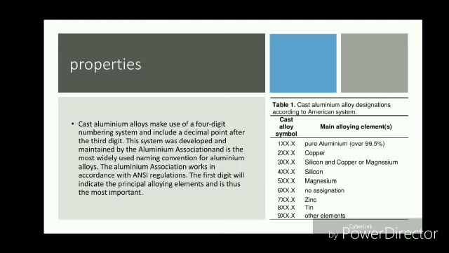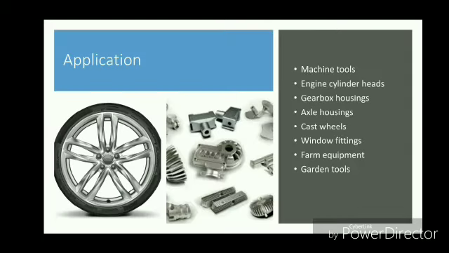Properties: as in wrought aluminum alloys, in cast aluminum alloys the only difference is that along with the numbering system, they have also included a decimal point after the third digit. This system was developed and is maintained by the Aluminium Association, and is most widely used. Applications: cast aluminum alloys are used as gearbox housing, axle housing, cast wheels, window fittings, etc.